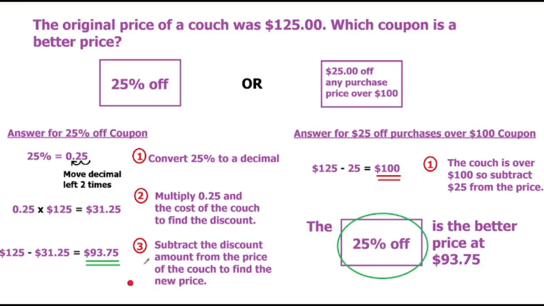So we could see that this price is the lower price. The 25% off is the better price at $93.75. And that's it. Those are all the tricks you need to know how to do that.